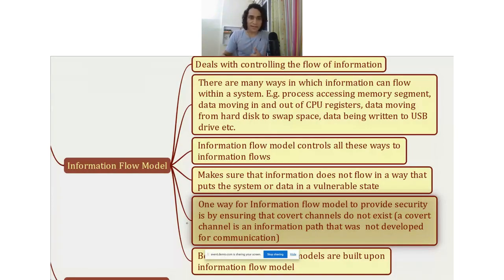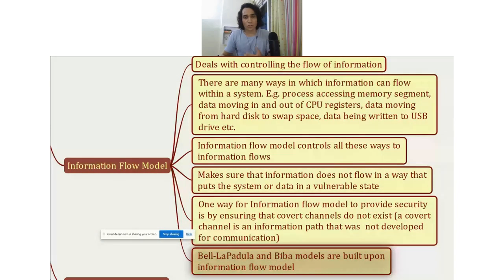And the two models that I am going to be speaking about shortly, the Bell-LaPadula and Biba models, are built upon the information flow model. How they are built upon it, you will see shortly. These are two important models for the exam. So these are two models that are built upon the information flow model. All right.